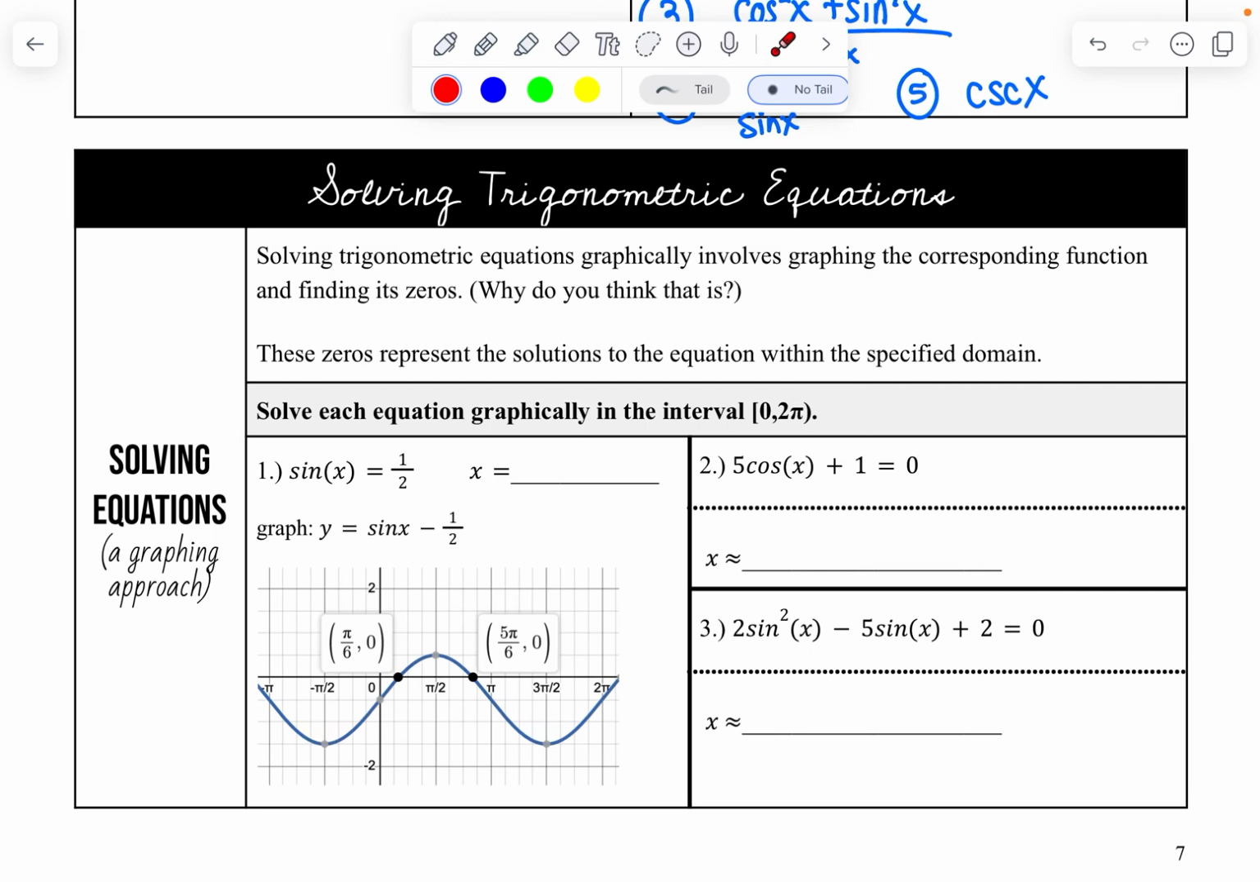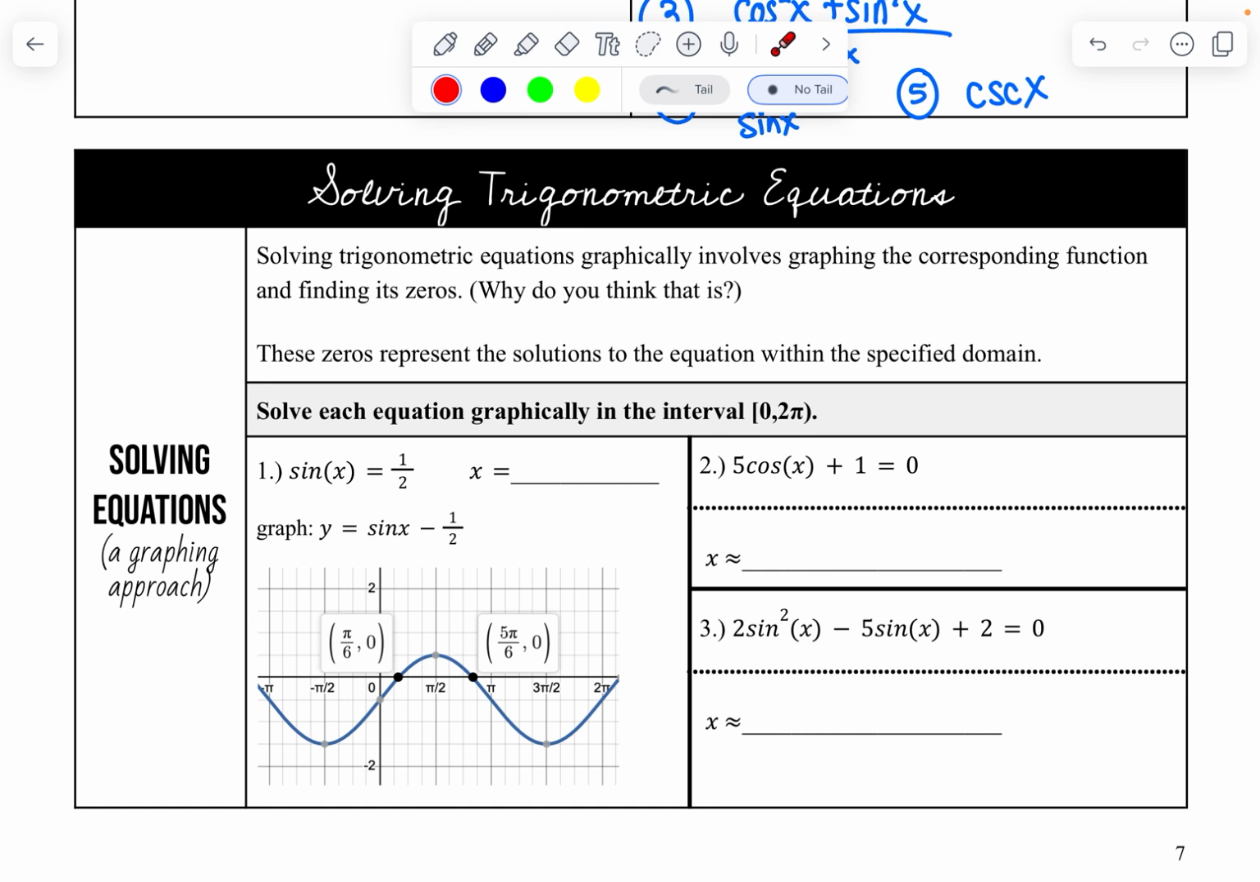Next, we're going to talk about solving trigonometric equations. Solving trigonometric equations graphically involves graphing the corresponding function and finding its zeros, because we're looking for where it equals 0. We get everything on one side and solve. These zeros represent the solutions to the equation within the specified domain.